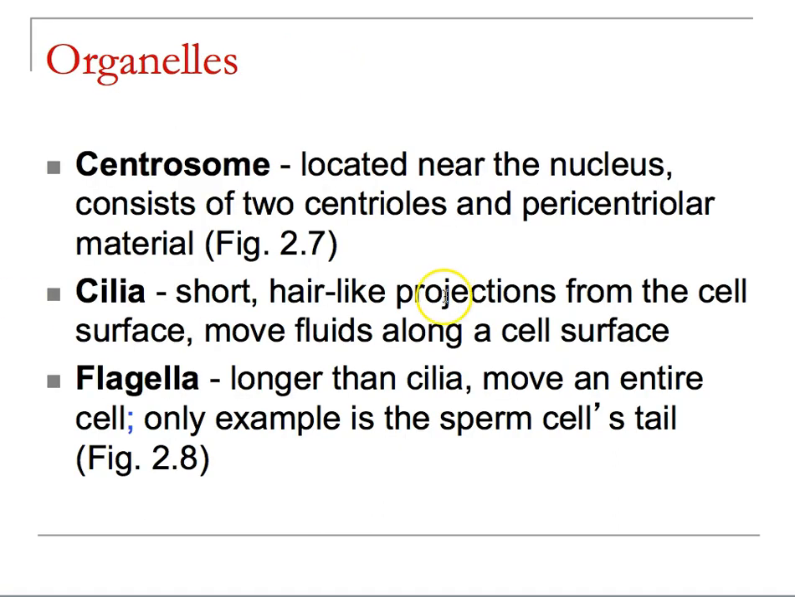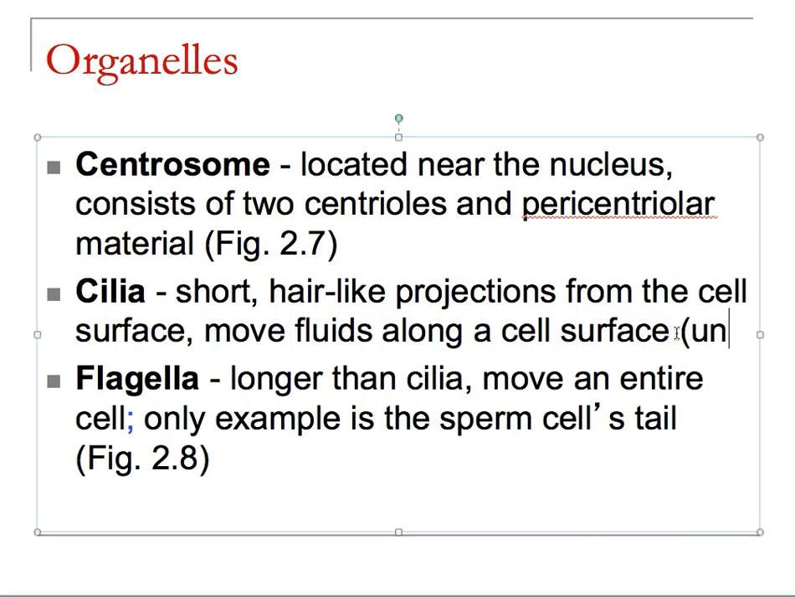So the centrosome itself is near the nucleus. It consists of two centrioles and pericentriolar material. We can use them to make cilia, which move fluids along a cell surface unidirectionally. I should put uni in here, U-N-I. And flagella are longer than cilia and move the entire cell. The example, of course, is a sperm's tail, and that is non-directional. It's sinusoidal, but wherever the sperm is headed, that's the direction it's headed in.